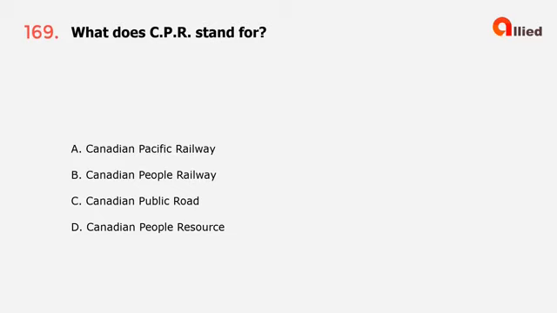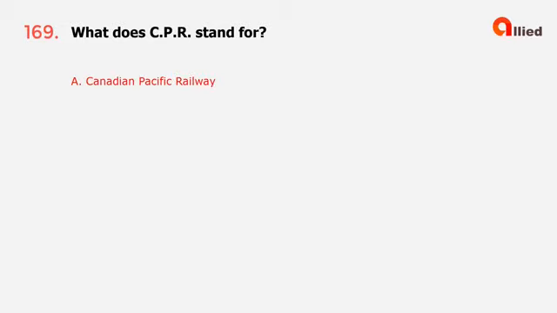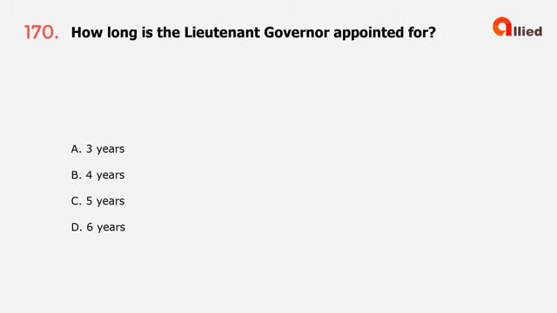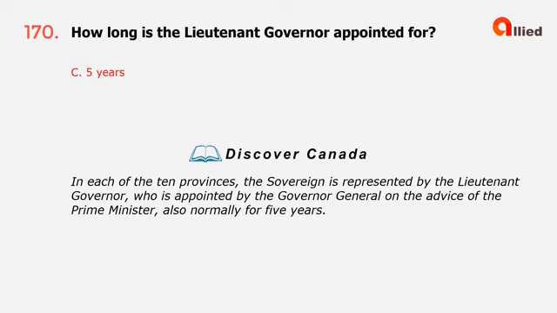Question 169. What does CPR stand for? A. Canadian Pacific Railway. B. Canadian People Railway. C. Canadian Public Road. D. Canadian People Resource. The answer is A. Canadian Pacific Railway. Question 170. How long is the Lieutenant Governor appointed for? A. 3 years. B. 4 years. C. 5 years. D. 6 years. The answer is C. 5 years.